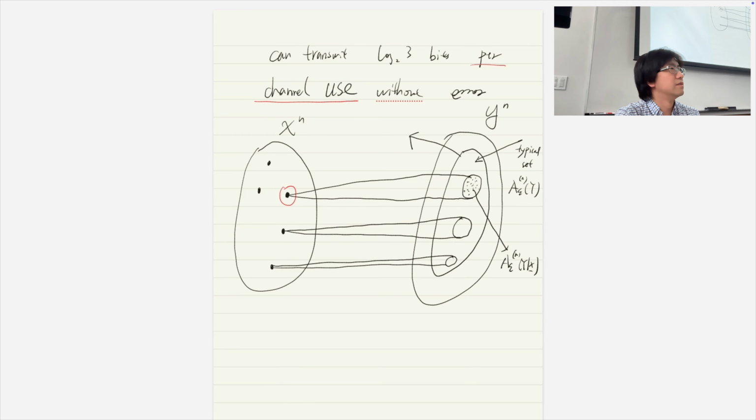Say it. 2 to the n and then times. Very good, right? So this is a typical set of here, just the y distribution, right? So I'll tell you this. Basically, the size of this typical set, similarly, is 2 power n H(y given x).